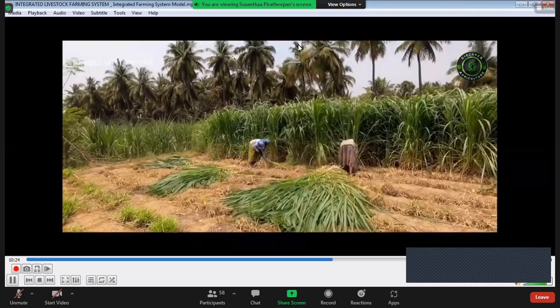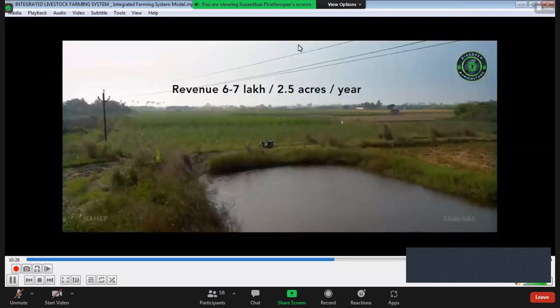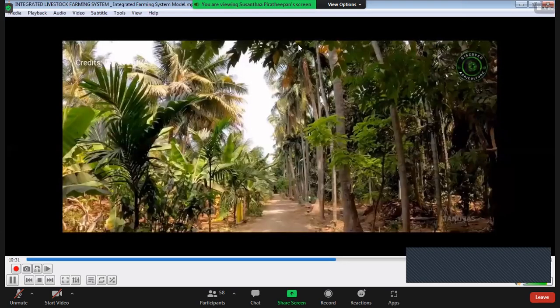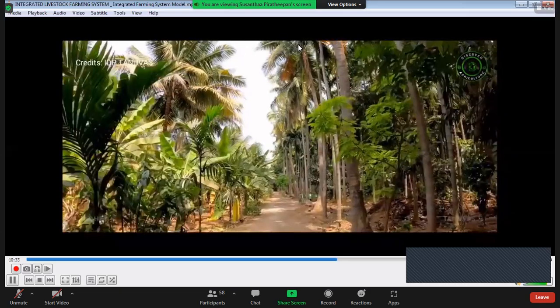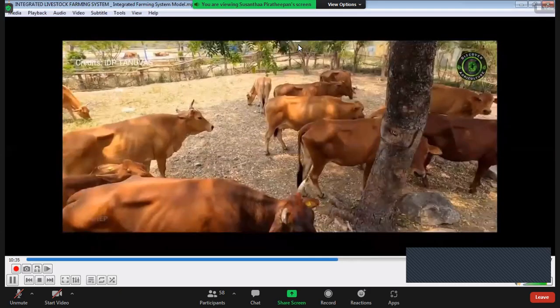Thus, a total revenue of 6 to 7 lakh rupees may be generated per year from 2.5 acres of land in a typical integrated livestock farming under irrigated conditions.